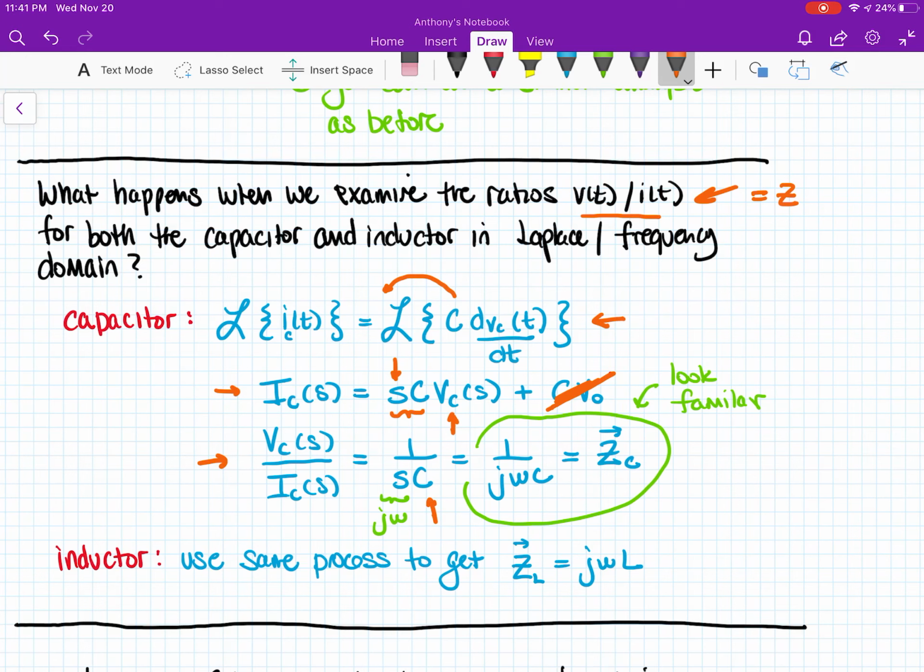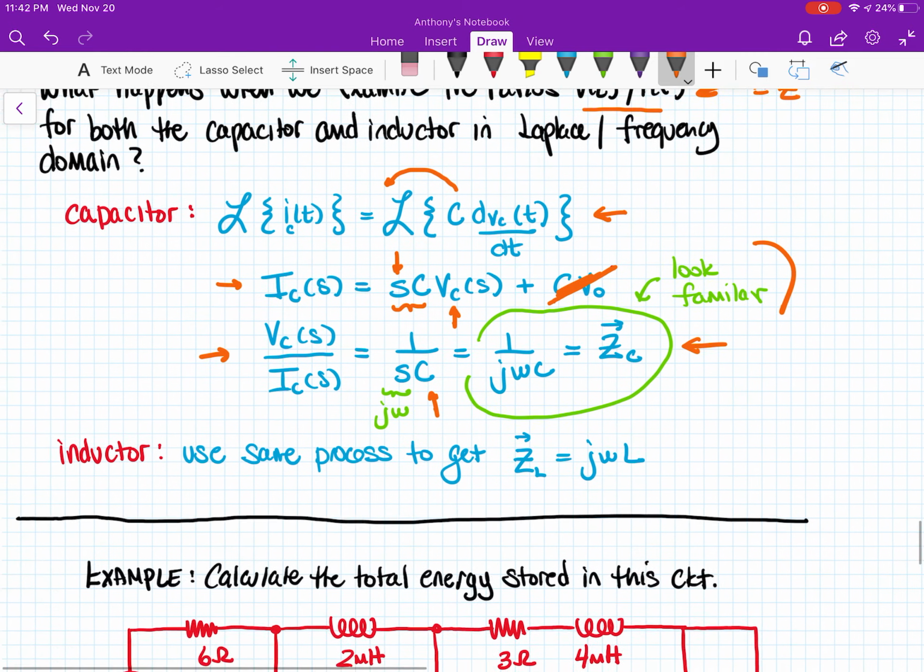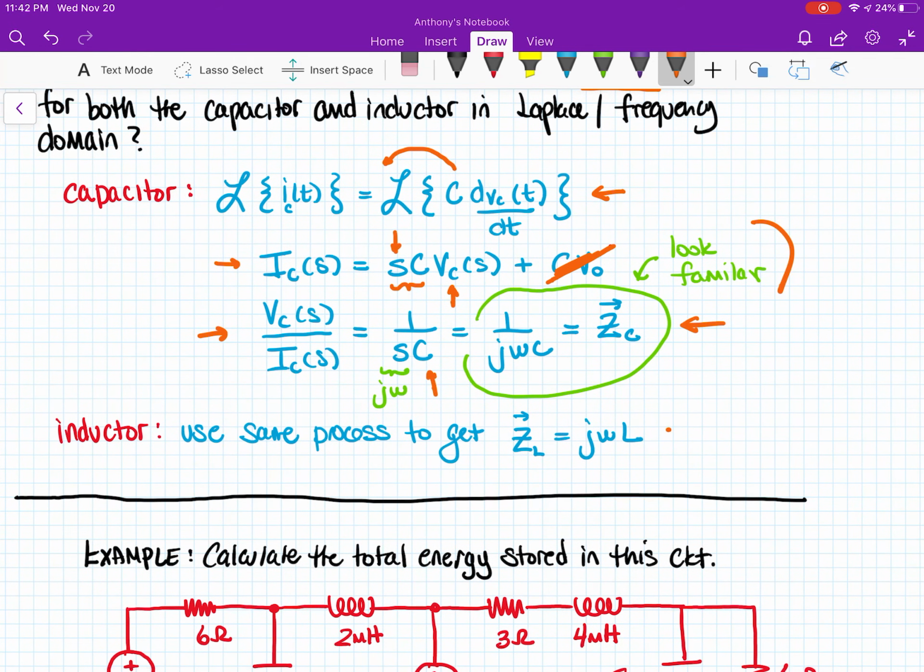And we can substitute jω, or j omega, for our s, which gives us something that should look familiar, right? It gives us the expression for the impedance associated with a capacitor, 1 over jωC. We can use the same process to determine the impedance for an inductor, which will be jωL.